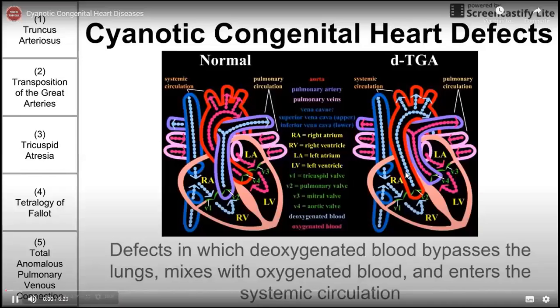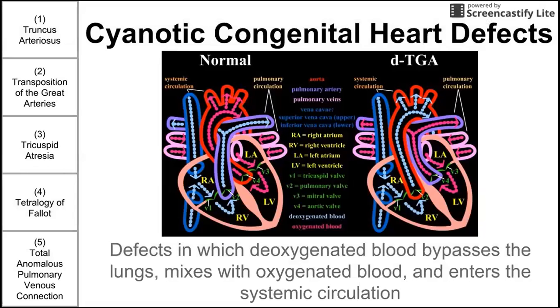This is a brief video on cyanotic congenital heart defects. We're going to be talking about 5 cyanotic congenital heart defects, and these heart defects are called cyanotic because they result in the mixture of deoxygenated blood with oxygenated blood and then pouring of that mixed blood into the systemic circulation. So these congenital heart defects can cause cyanosis in newborns, in infants, and even in older patients. And that's why they're called cyanotic congenital heart defects.